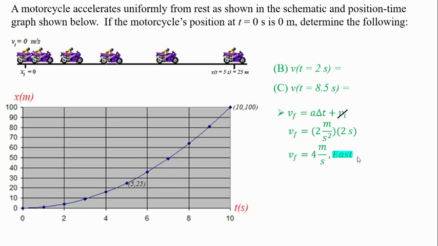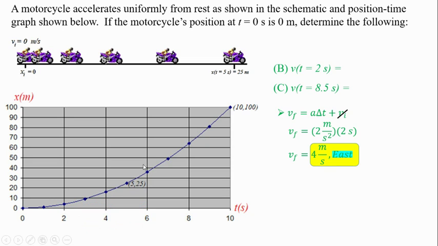And because it asks for instantaneous velocity, which is a vector, you should include the direction. In this case, the schematic shows the motorcycle going to the right. So I'm just going to say that is 4 meters per second east. All right, let's do part C. Again, part C asks us for the same thing really, except for at 8.5 seconds.